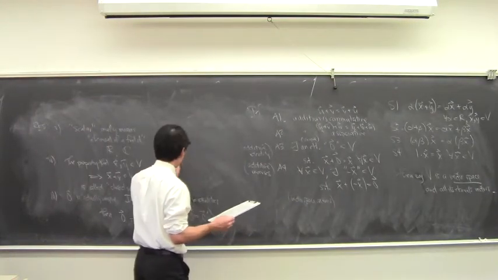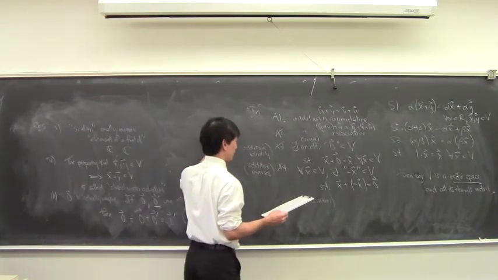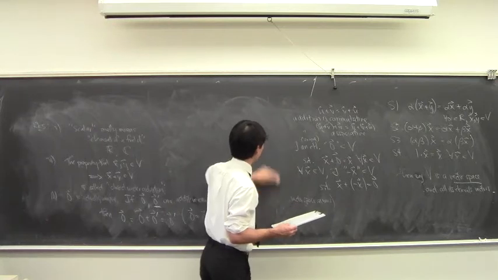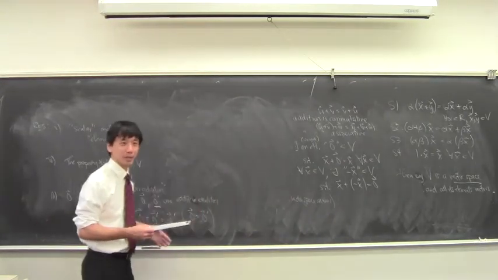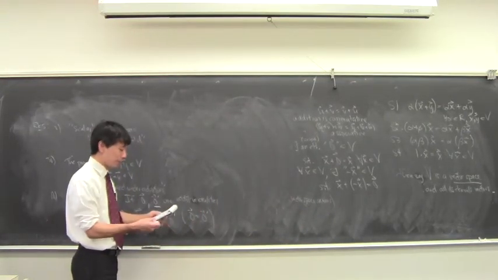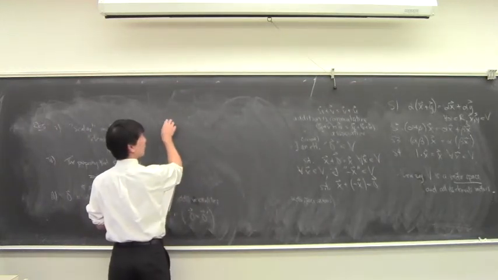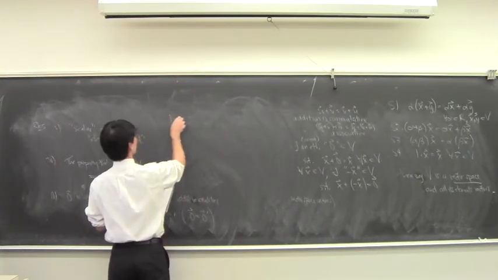Okay. But to make this a little bit more concrete, let me give you some examples of things that are vector spaces. I said that there are a lot of things that are vector spaces. Here are some examples.